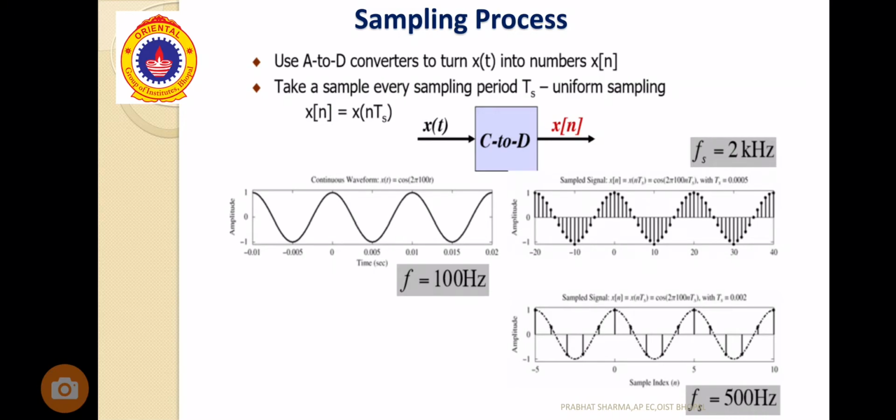Here is an example. Suppose we are taking x(t) with f equals 100 Hz. So the sampling frequency fs equals 2 kilohertz or fs equals 500 Hz. Sampling frequency must be greater than the message frequency.